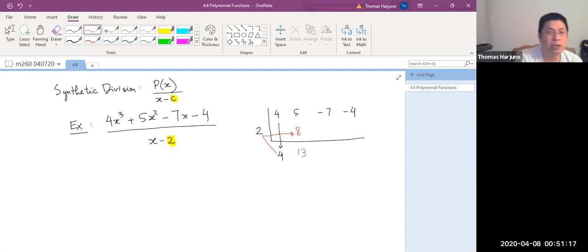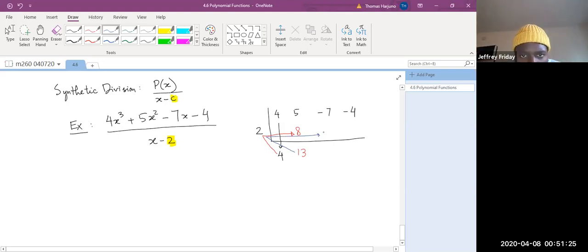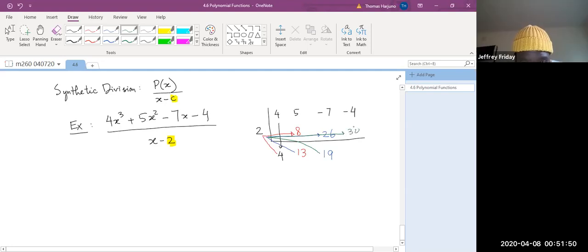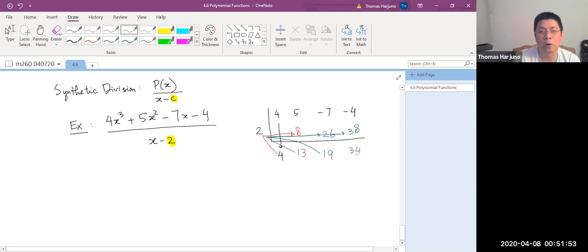Now, I will repeat the procedure. 13 times 2 is what? 26. Then I will put it here, and then I add. And then I go through the procedure again. 19 times 2 is 38. And then I add, that will be 34. Now the last number, you will box it, a smaller box.